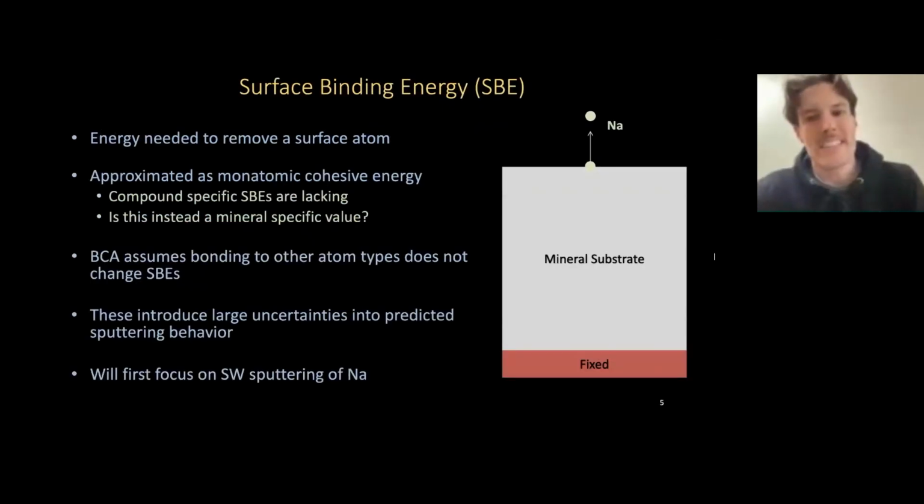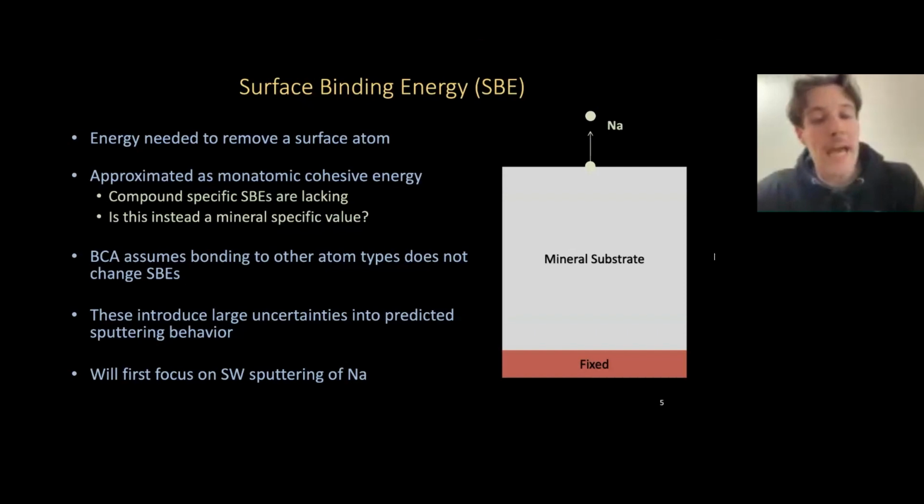So what is that surface binding energy? That's the energy needed to remove a surface atom. It sounds simple, and you'll often see it approximated as the monatomic cohesive energy. However, compound-specific surface binding energies are lacking, and this opens up the question: is the surface binding energy a fixed value depending on the atom type in question, or is it instead a mineral-specific value?